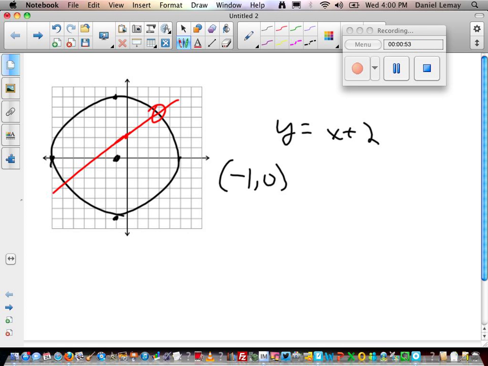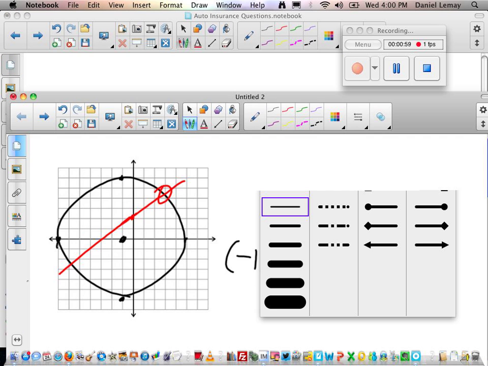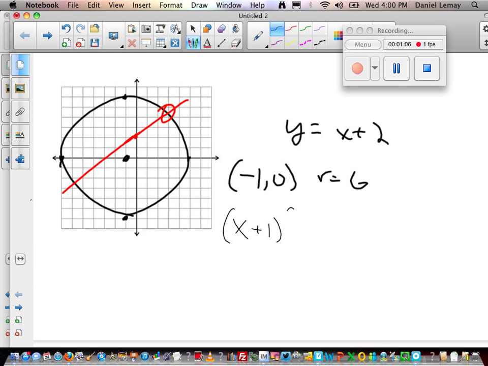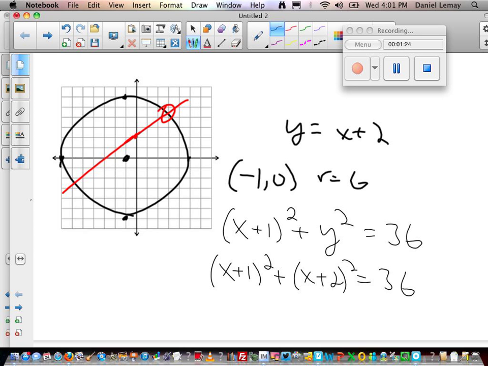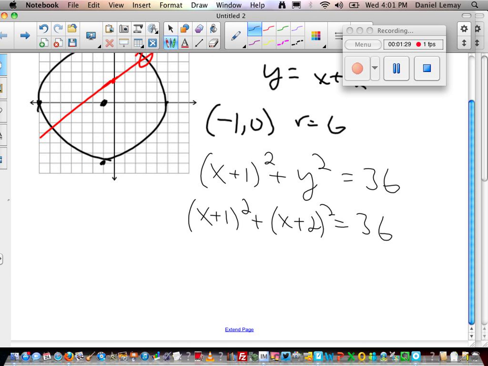Well, if the center is -1, 0 and radius equals 6, that tells me I've got an equation (x plus 1) squared plus y squared, because it's y minus 0, has to equal 36, 6 squared. And I can replace the y with the x plus 2. So we have (x plus 1) squared plus (x plus 2) squared equals 36. So what I'm seeing is a quadratic equation that I'm going to have to expand out.